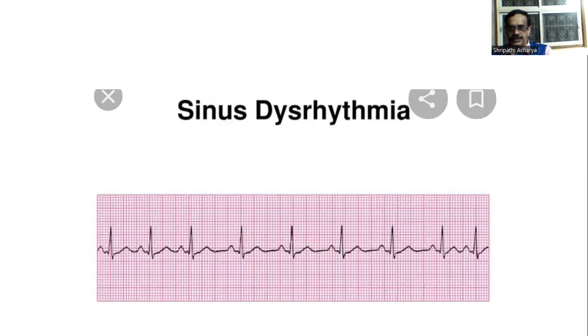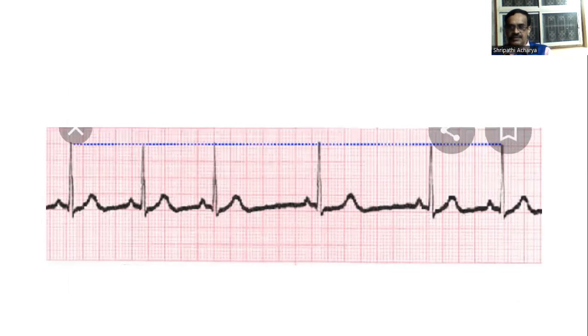There you see sinus dysrhythmia. Alternately, the heart rate will be increasing and decreasing regularly due to inspiration and expiration. That is sinus dysrhythmia. This is also a case of sinus arrhythmia. You see, during inspiration, the heart rate is increased, the RR interval is small. During expiration, the heart rate is decreased, the RR interval is large.